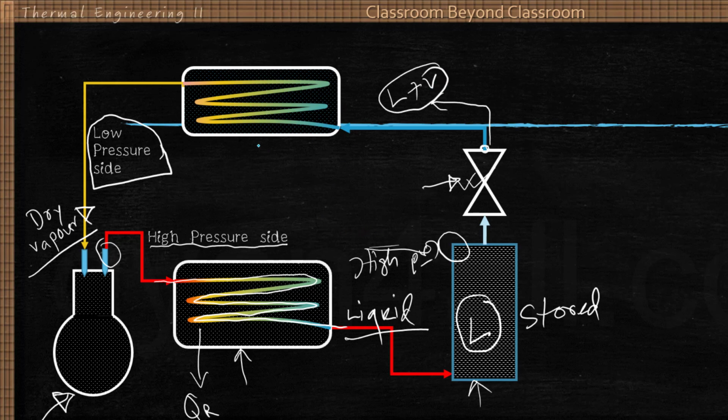And this will enter into the refrigerator or evaporator. Refrigerator is also called the evaporator. The evaporator will absorb the latent heat of vaporization at low temperature, and it will become low temperature and low pressure, and it will become dry vapor. So it will be only vapor.